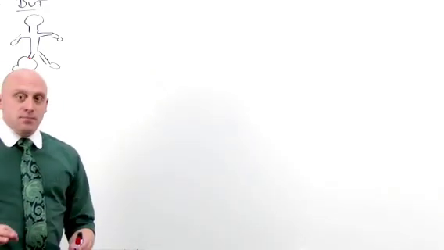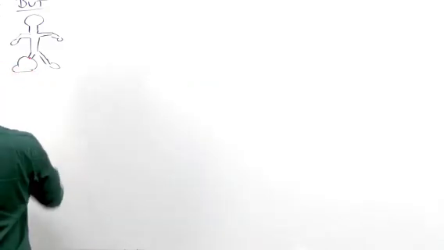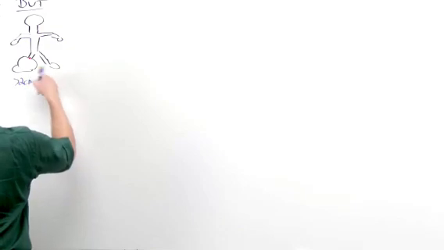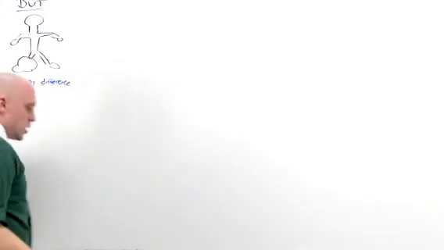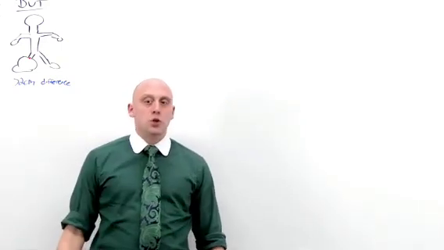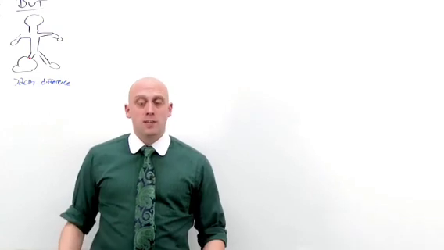A DVT, the classic presentation, is going to be a 2 centimeter difference side to side. It's best to measure at the tibial tuberosity. Even femoral and popliteal clots will show a calf swelling. But if you can't, because the edema comes up higher, that's okay.